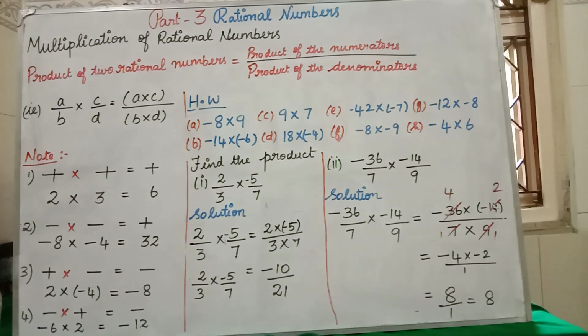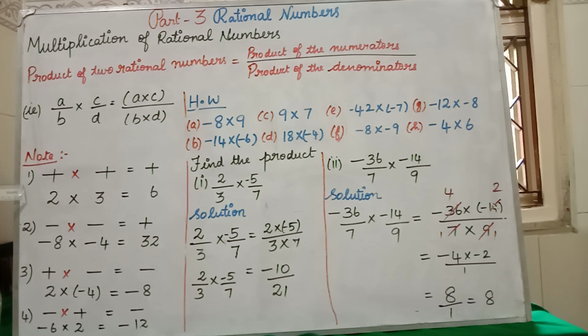Product of the numerators. Product of the numerators means A into C, similarly B into D. Product of the numerators divided by the product of the denominators. We have to multiply the numerators as well as multiply the denominators. Okay, now we are going to see the note. For addition and subtraction we have a different note, and for multiplication we have a different note.